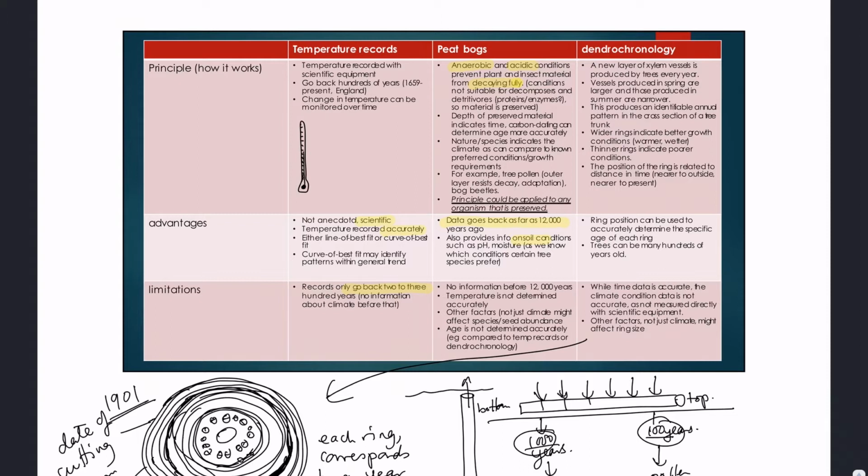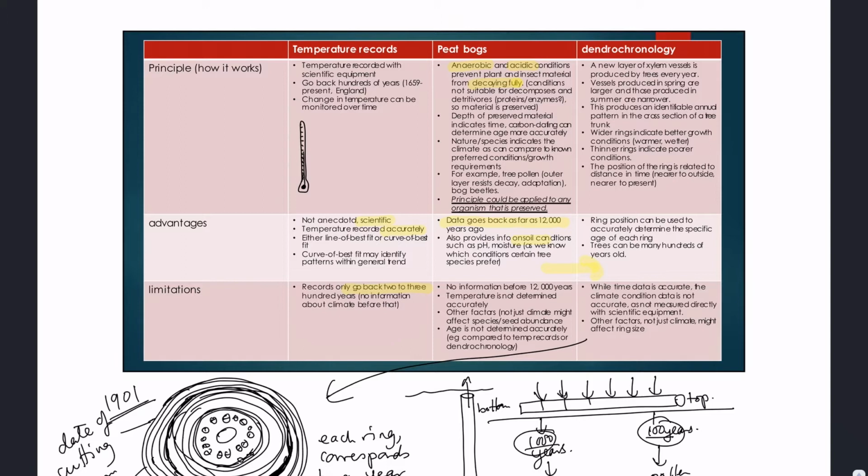Many of these advantages for peat bogs also apply to dendrochronology. However, dendrochronology has the advantage of more accurately predicting the time period over which the information can be applied. You can use carbon dating, obviously, but that's an estimate. But if you know the date that a particular tree was cut, and you look at the number of rings in that sample, you could get quite an accurate prediction about the period of time that this tree ring sample can give you information about.